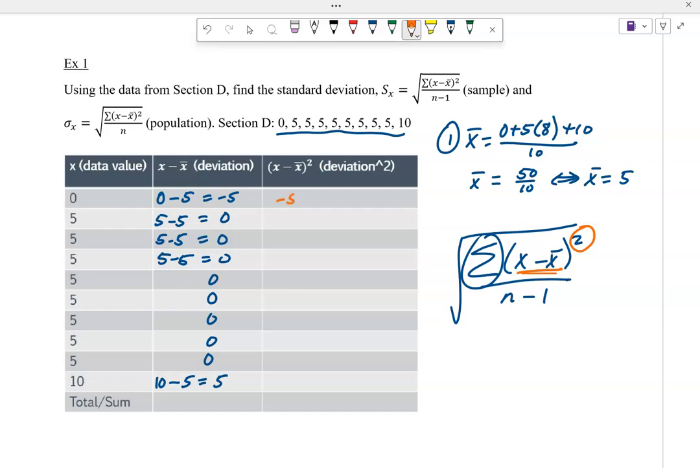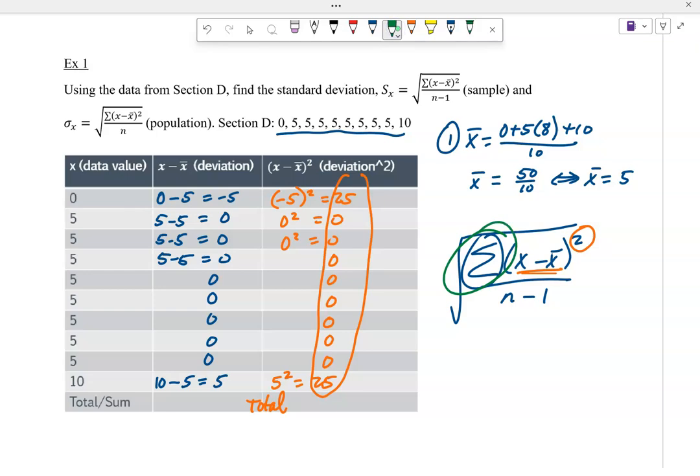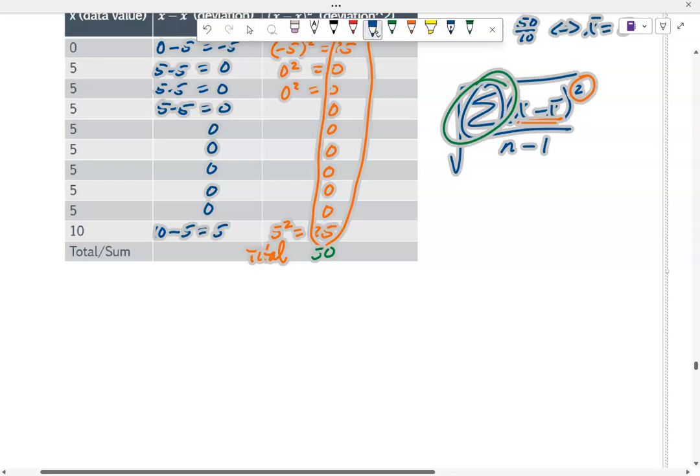So I'm going to take those values and square them now. I got negative 5 squared, so I got 25. And then 0 squared, 0, 0 squared, 0. So all these will be 0 squareds. And then 5 squared, which is 25. Okay. Now let me add all these up. So my total, and that's the sigma part, that's the sum of. Sum all those up: 25 plus 0, 0, 0, 0, 0 plus 25. I get 50. Okay. So let's go to our formula.